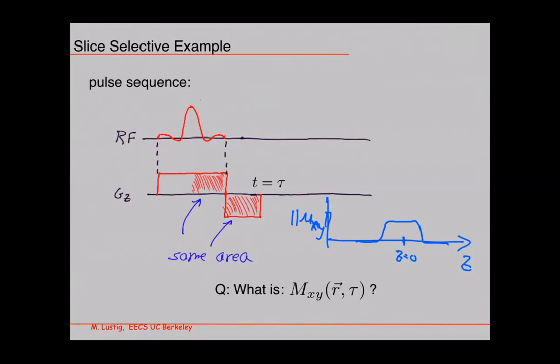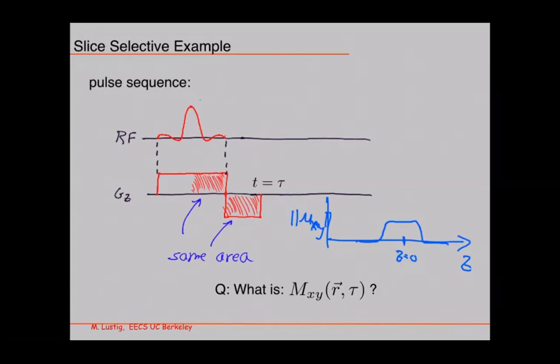And in order to analyze what's going on, remember that when the gradient is on, that means that on the far side of the scanner, let's say in the z direction, the frequency is going to be higher than the center. And on the other side, the frequency is going to be lower than the center. And there's a linear distribution of those frequencies as we move in the z direction. So if you remember, when the gradient is applied, the applied field is both the gradient and the RF, so we cannot ignore the gradient anymore.